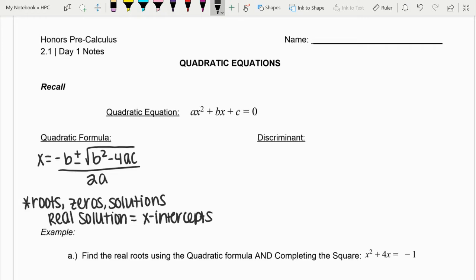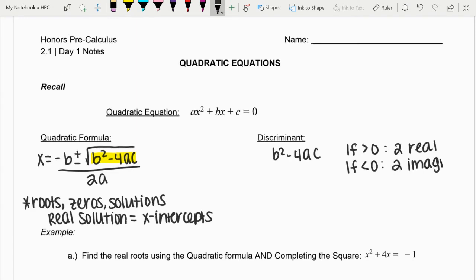Okay, then we have our discriminant. So remember that our discriminant, we find that by b squared minus 4ac. So it's just what's underneath the square root in our quadratic formula. Now if our discriminant is greater than 0, then that means that we have 2 real answers. If our discriminant is less than 0, then we have 2 imaginary solutions. And if our discriminant is equal to 0, then we have 1 real solution.